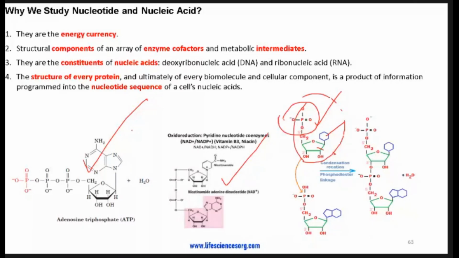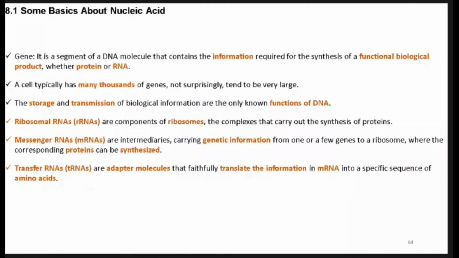So how is one nucleotide joined to the other nucleotide? The OH is bonded to the phosphate group of the next nucleotide, making the phosphodiester bond. This is the phosphodiester bond that joins two nucleotides. So these are some of the basic information. Once again, what is a gene? A gene is a segment of the DNA, a segment of the chromosome, that makes a functional product. The functional product of a gene can be a protein or it can be an RNA.